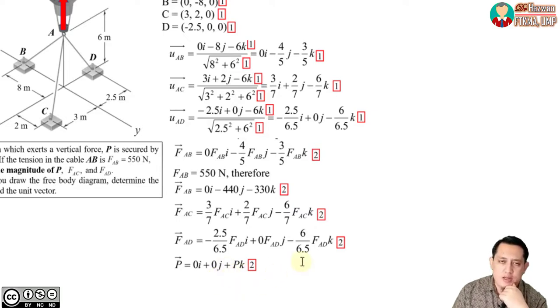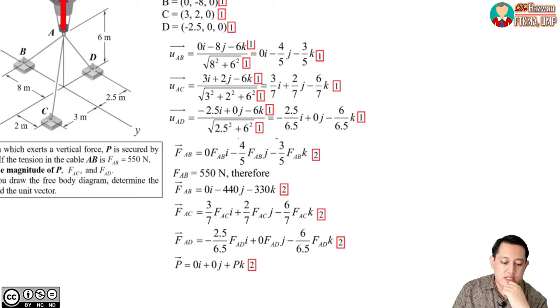Okay. And I don't know why, quite a number of you did P is equals to summation of FAB, FAC, FAD, which is not wrong, correct, but it is not my way to solve this question. Okay, I don't know how you get this kind of method. Okay, so after we get all the forces in IJK form.